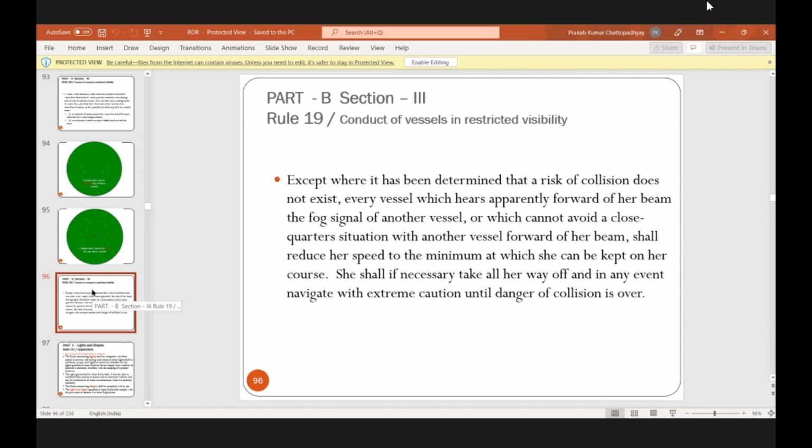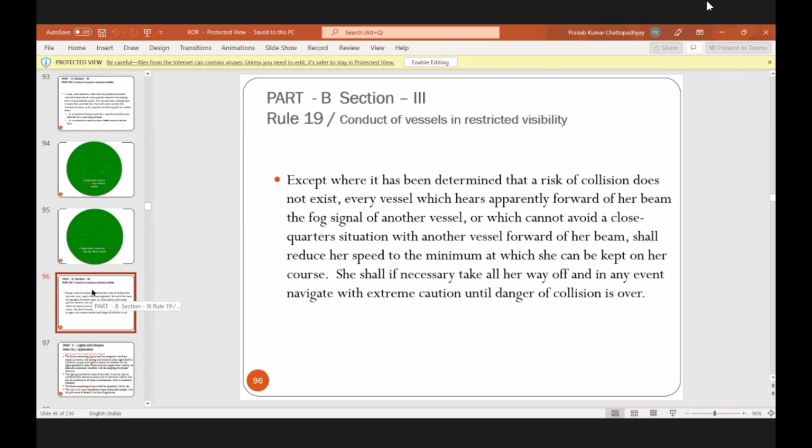Sir, it means until it is confirmed that risk of collision does not exist. Sir, "except" is saying that the action prescribed now will not be applicable if you have determined already that the risk of collision exists. Yes or no?